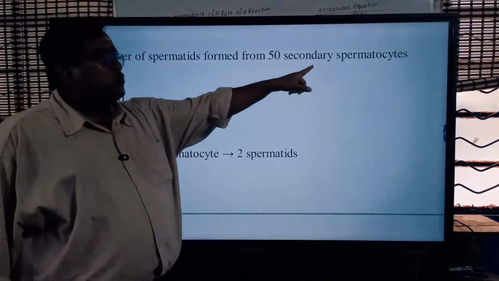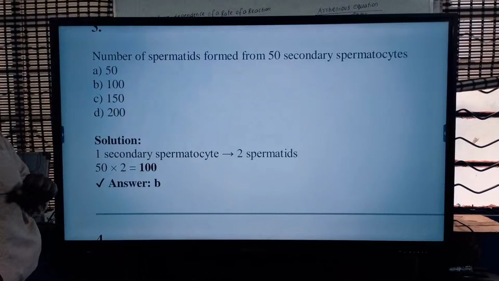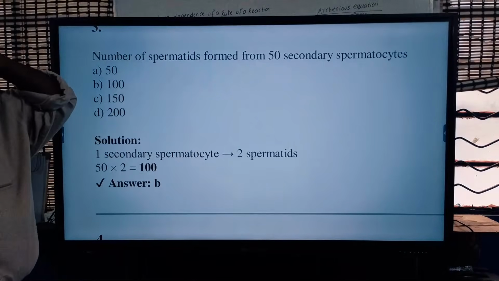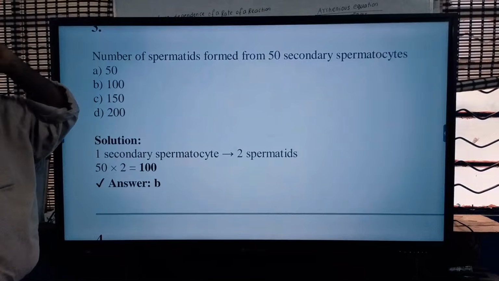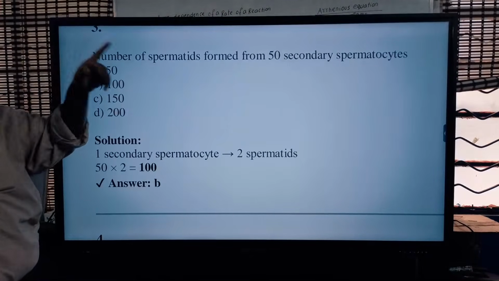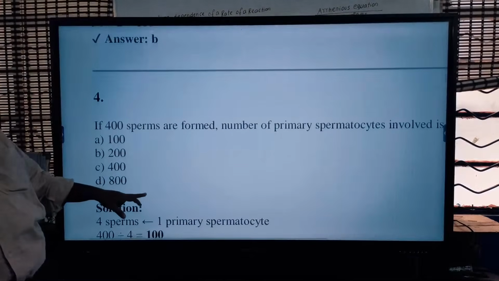Now, in the human reproduction, number of spermatid formed from 50 secondary spermatocyte. 1 secondary spermatocyte will make how many spermatids? 2. 2 secondary spermatocyte will make how many? 4. 50 will make how many? 100. So these are all easy questions.